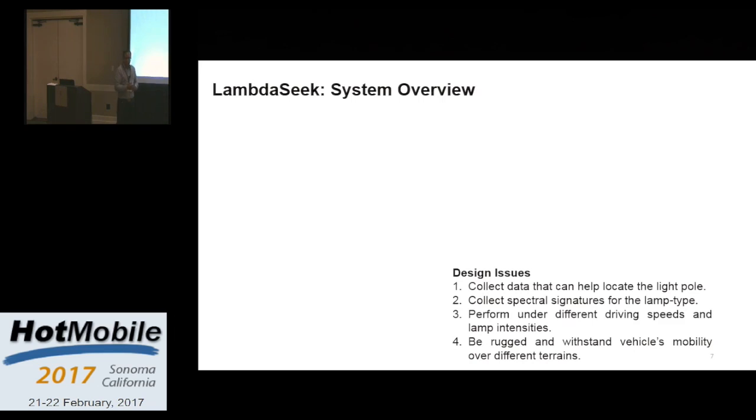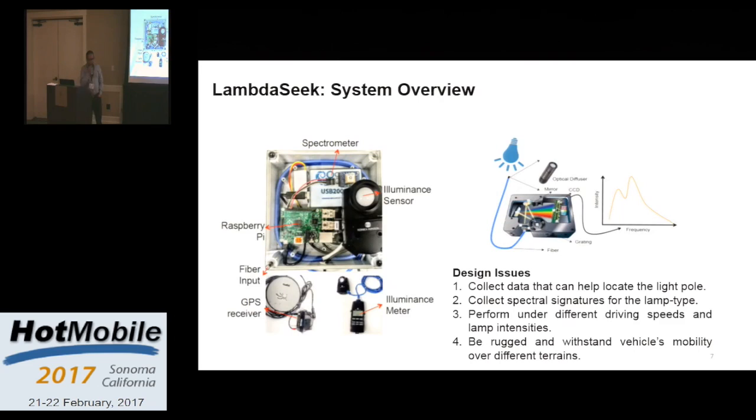And most importantly, it has to be rugged. It should just not fall off the car, things like that. So this is what we came up with. It's a polycarbonate enclosure with, first of all, an illuminance sensor there and a GPS receiver. This is a satellite-based augmentation system-enabled receiver. It's not very fancy. It does not have differential GPS capabilities.